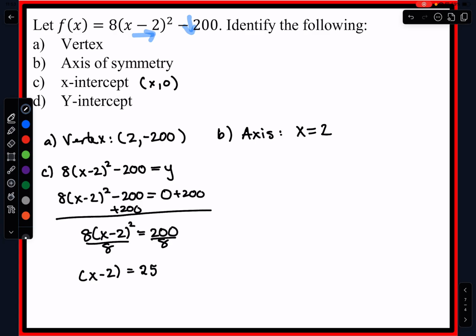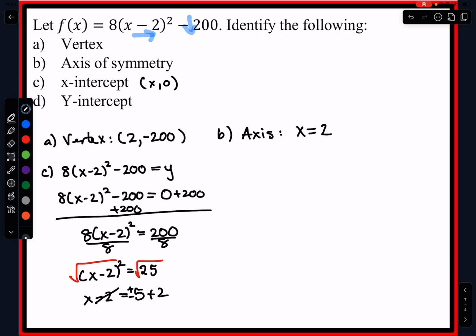Which is 25. And now we can get rid of the square, so we're going to take the square roots to both sides. And x minus 2 will equal 5. The square root of 25 is 5. Now we have to consider both possibilities of having a positive and a negative 5. Now finally we can get rid of the 2. We can add 2 to both sides.